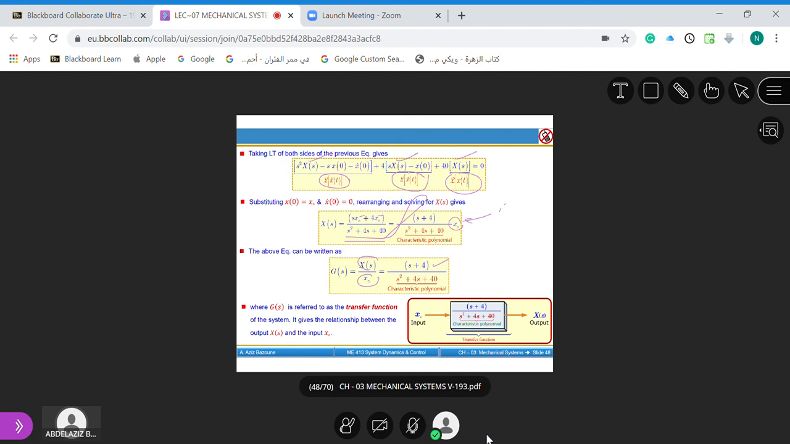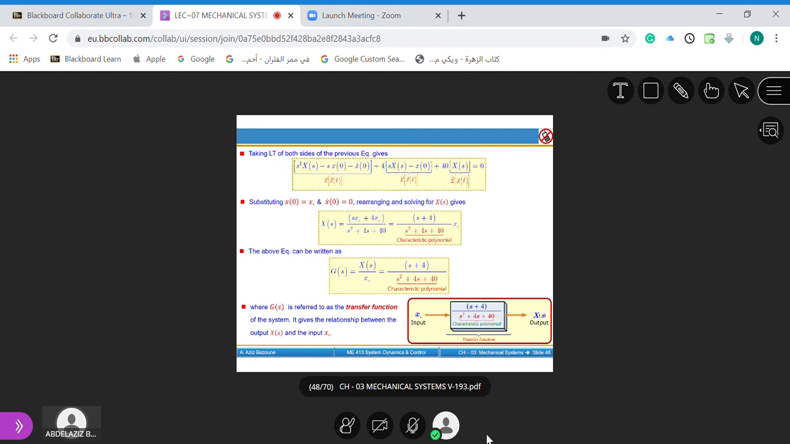We usually, in system dynamics and control, are interested in what is the input and what is the output. If the input is x0, the output will be this one. And this is called the transfer function, which gives the relationship between the output and the input. The transfer function is the relationship between the output and the input.